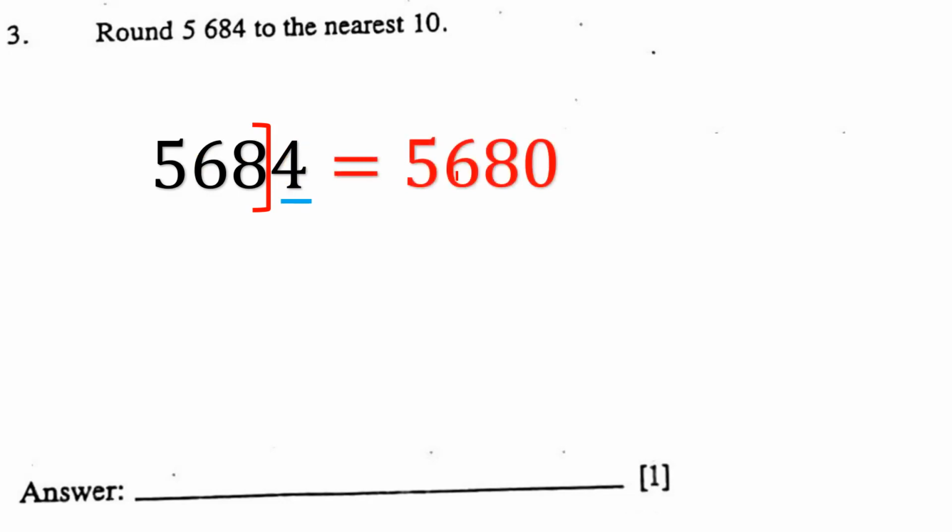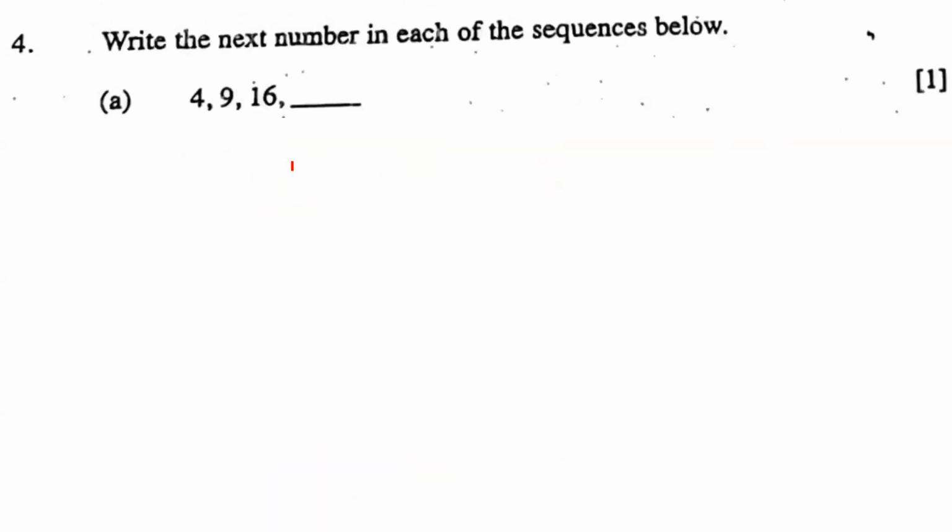And so the answer to this rounding problem is 5680 or 5,680. So what happened? This is 4 turned into a 0. And we do not add 1 because 4 is not greater than 5, but 4 is less than 5. Okay, let's move on to question number 4.